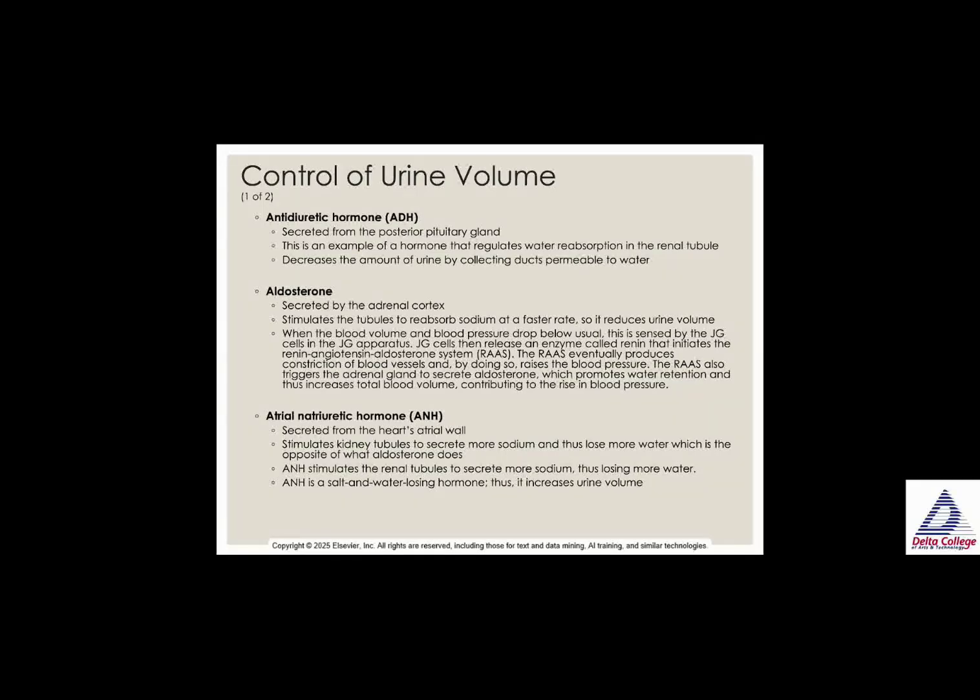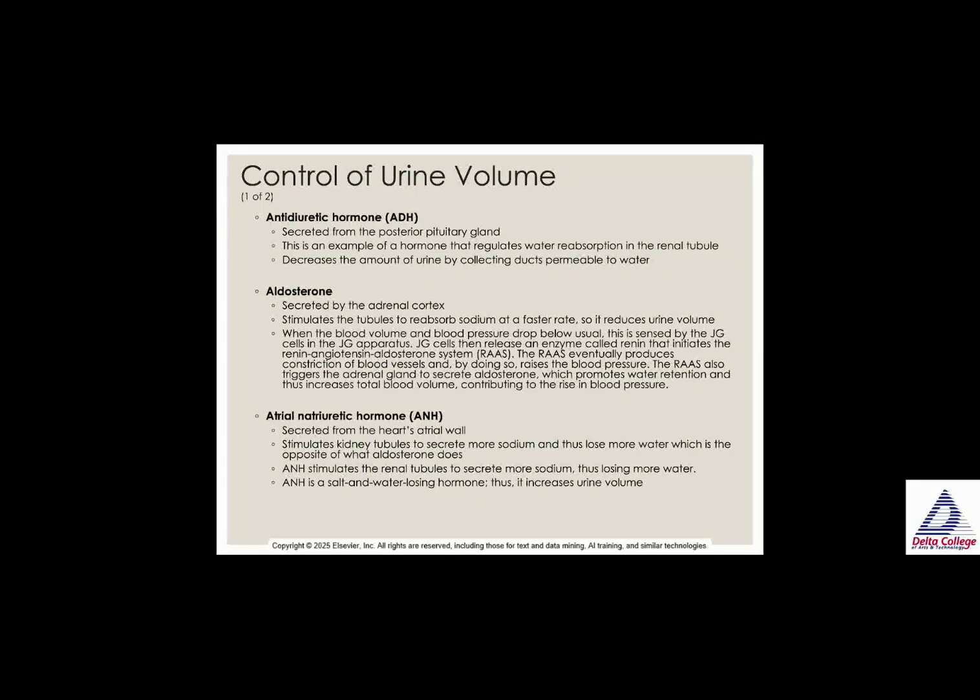ADH. Now, aldosterone is secreted by the adrenal cortex. Aldosterone stimulates the tubules to reabsorb sodium at a faster rate, so it actually reduces the urine volume. When the blood volume and blood pressure drop below usual, extremely important here, this is sensed by the JG cells in the JG apparatus. The JG cells, or juxtaglomerular cells, then release an enzyme called renin that initiates the renin-angiotensin-aldosterone system, or the RAAS.